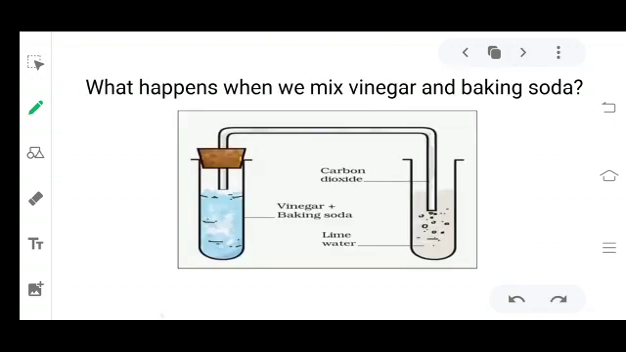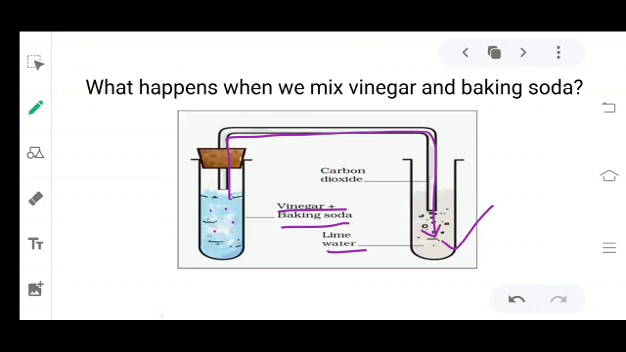Now let's look at another chemical change, that is what happens when we mix vinegar and baking soda. Take a test tube and add vinegar and baking soda. When you add vinegar and baking soda, there is a production of gas with hissing sound, and allow this gas to pass into another test tube in which freshly prepared lime water is present. Now this lime water will turn into milky. So the gas which is produced over here is carbon dioxide.